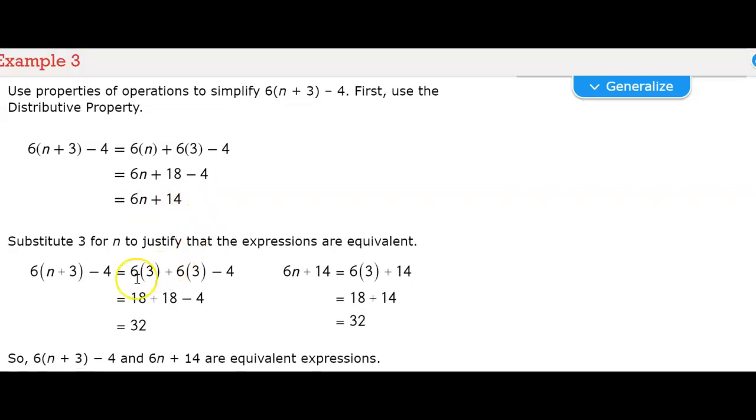Then here it has substituting 3 for the n. So now instead of a variable, we have a value. And wherever you see n, that is where you place the 3. And it equals 32 here and 32 there. So the two expressions are equivalent because they both equal the same value.